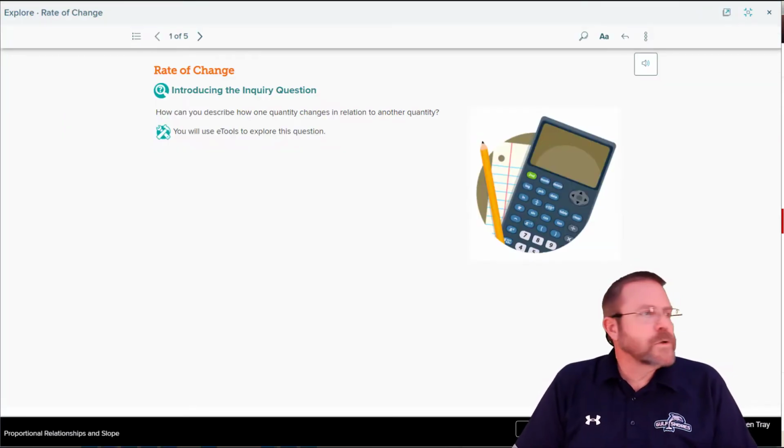Our inquiry question asks, how can you describe how one quantity changes in relation to another quantity? We have a lot of terms to describe it. You can call it the slope. You can call it the rate of change. You can also call it the constant of variation. There's a lot of different terms to represent this.